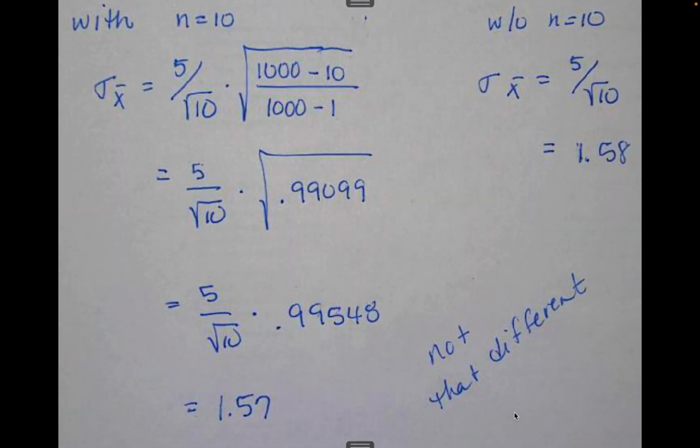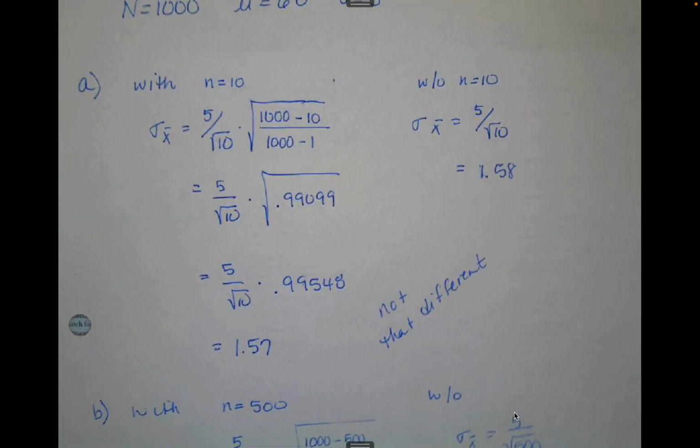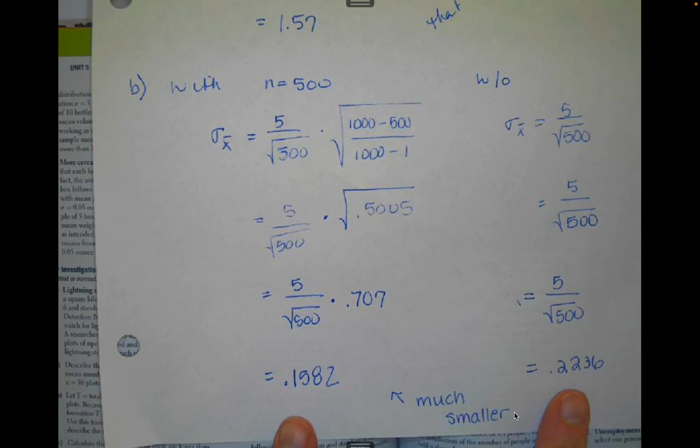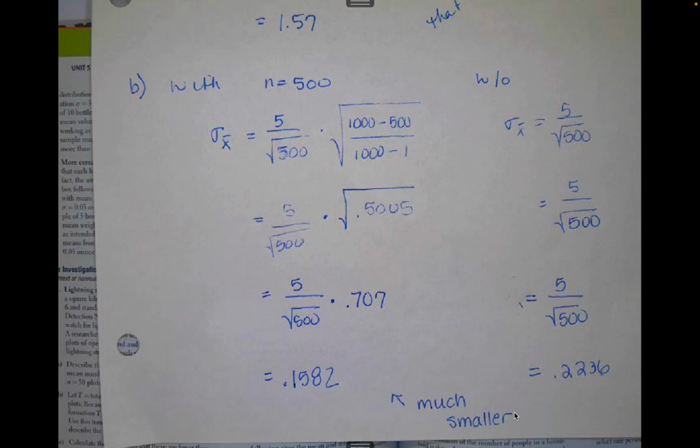So for the first one, we were meeting the 10% condition. So they were saying, okay, here's the formula without the correction, you get 1.58. Here's the formula with the correction, so then you get 1.57, so it's not that different. So since the 10% has been met, that's why we just go ahead with the basic formula, okay? But then once the 10% is not met, you can start to see that we end up with very different numbers.